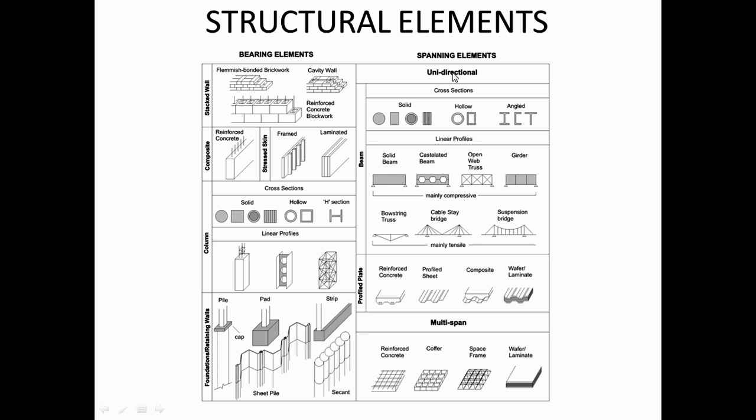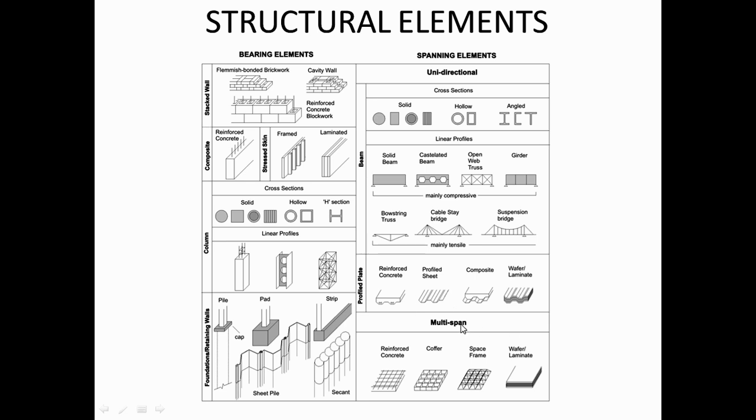So here we are. Unidirectional spanning elements are either beams, so a number of single spanning beams that are then replicated, if you like, to make floors and roofs, or they are homogeneous with a kind of plate. These are what we call profiled plates, and we'll look at these.